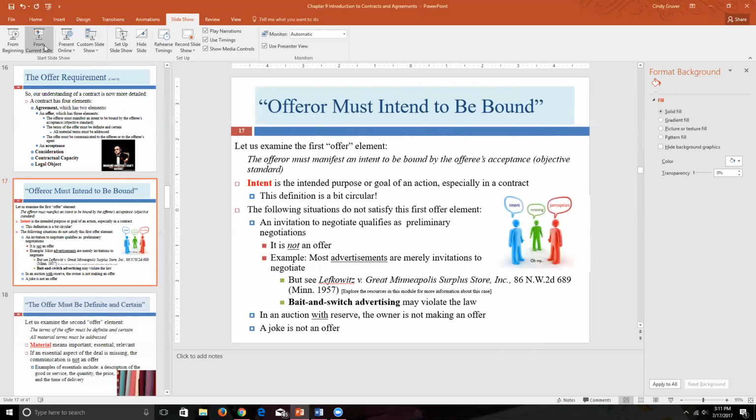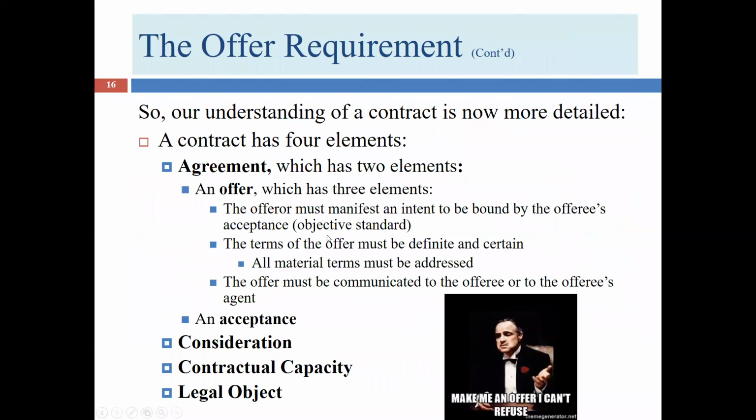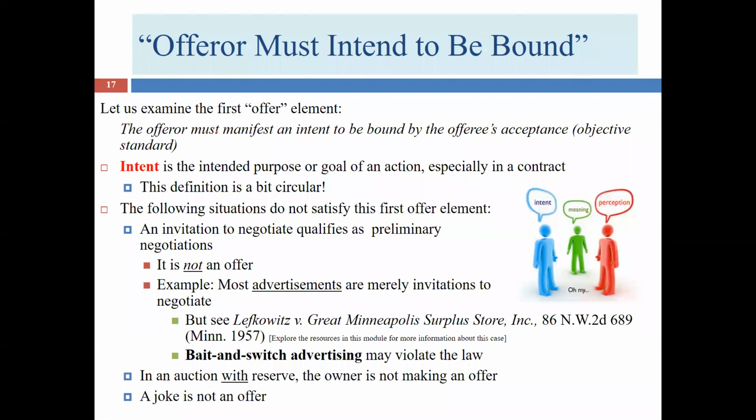Okay, so let me make this a little bit bigger here. And here what I've done is put in italics that first requirement from the slide before. So we're looking at this element right here: the offeror must manifest an intent to be bound by the offeree's acceptance, which is an objective standard. First thing we have to contend with is this word intent. What do we mean by intent? Well, intent is the intended purpose or goal of an action, especially in a contract.